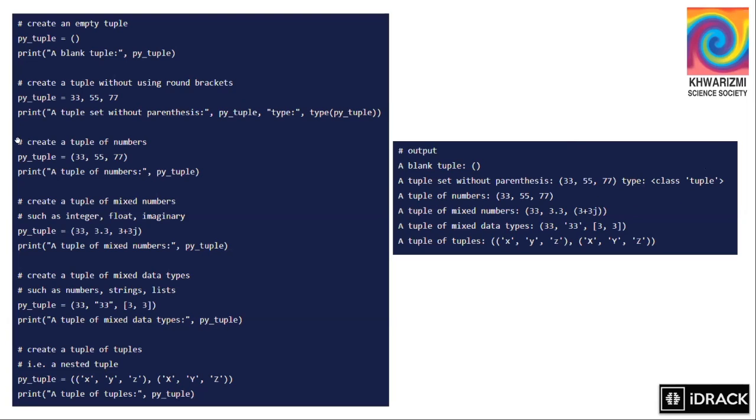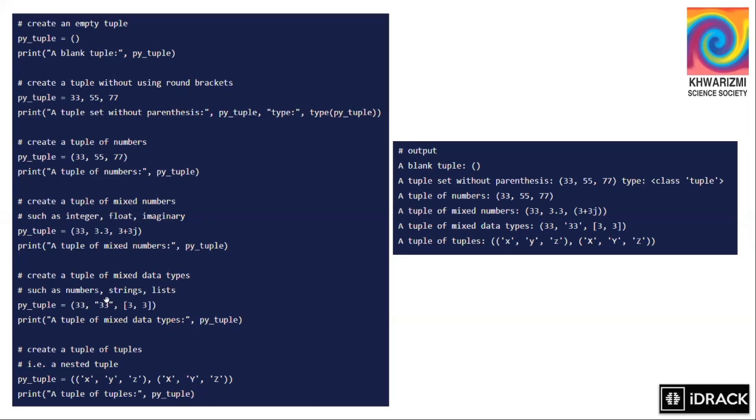Okay, now they've created a tuple with numbers and they've printed it, with mixed numbers. What they're telling you is that, like we've discussed earlier, you can use strings, you can use single alphabets, you can use numbers, and within numbers, you can use the integer, the float, or the imaginary number. So you can use a mix of them as well.